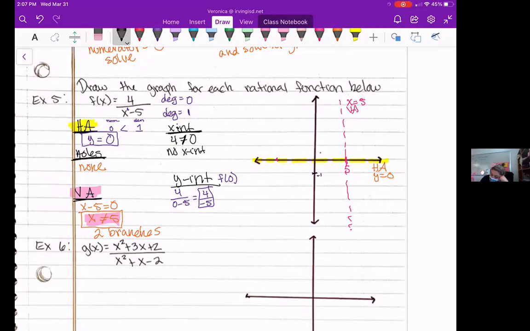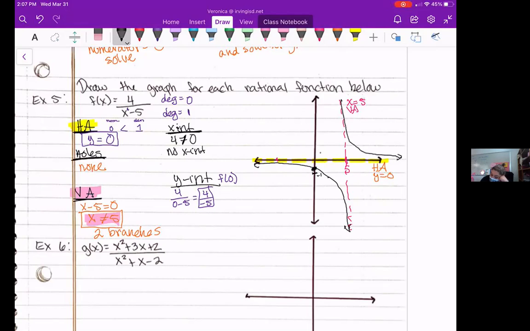So -4 over 5 would be right above that. So I know I have a y-intercept here, which tells me that my graph has to get close to that asymptote, cross my y-axis, and then get close to this asymptote. So there's that part. And because this is a rational function, I know that this is going to be across from there. So then we're going to go this way.